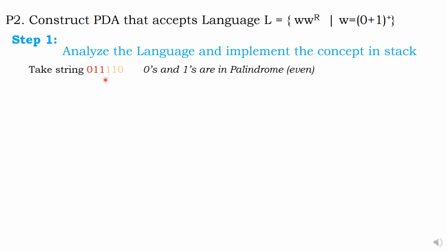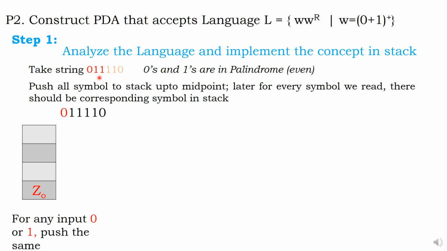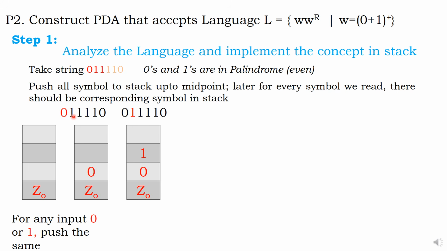If it is A, Q, Q, 0, 0, 1, 1. There is no rule that first 0 next 1. It depends on how the problem is. Now what I am doing, push all the symbols to the stack up to the midpoint. Now 0 is coming, push here. 1 is coming, push here. Again one more 1 is coming, push here. Now technically we reached the middle point.